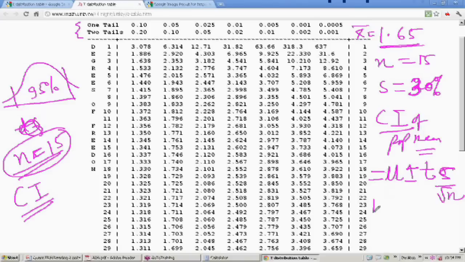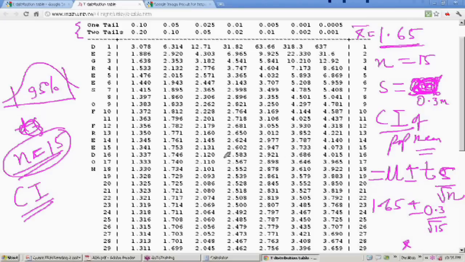1.65. I'm sorry, I have taken it as 30, it should not be percent. Let's take it as 0.3 meter. It makes sense. S is 0.3 meter. So this is 1.65 plus minus, S is known to me, 0.3 meter. N is known to me, root of 15. But what about T? We have to find out the T value.